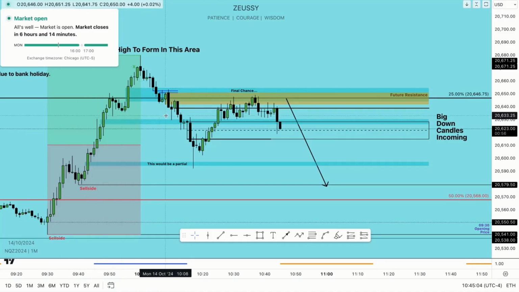Pay attention to this CB's price range. Notice that we've repriced below it. New macro is opening up now. It's 10:45. Let's see how they're going to utilize it.